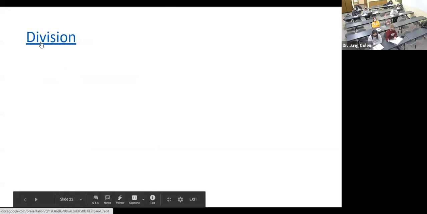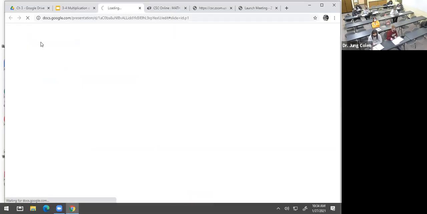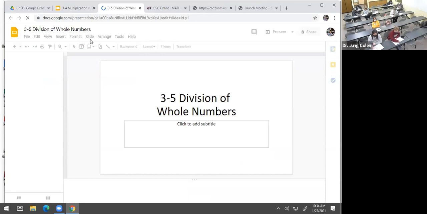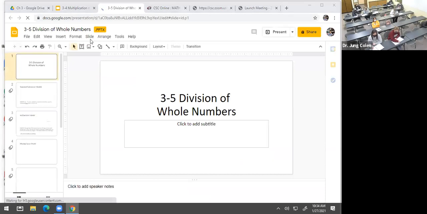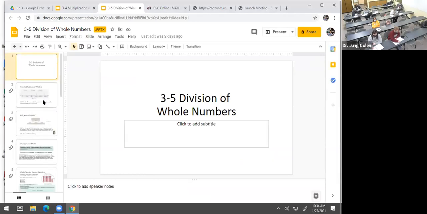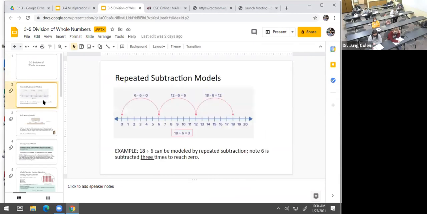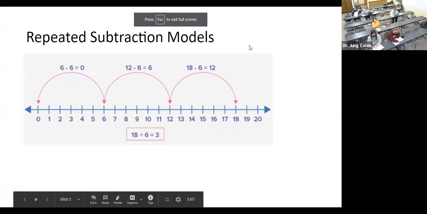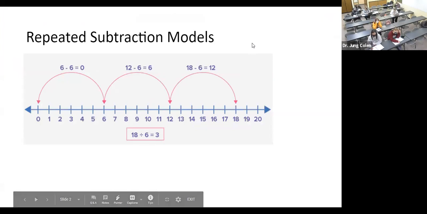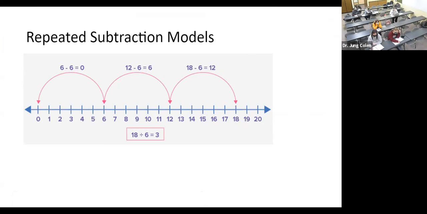Okay, so we are done with the multiplication and we're going to move to division. Are we good? Any question for the multiplication so far? Is there any concept that you want me to go over? Or we're good? Okay. So again, when we are doing addition, subtraction, multiplication, we use a lot of different models. And for division, we're going to use a lot of different models too.